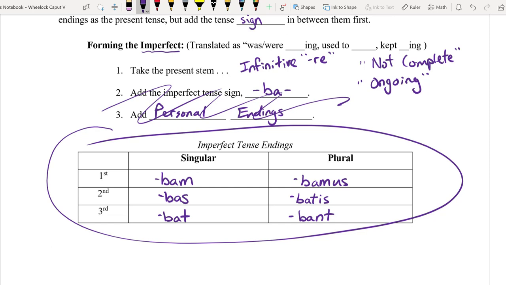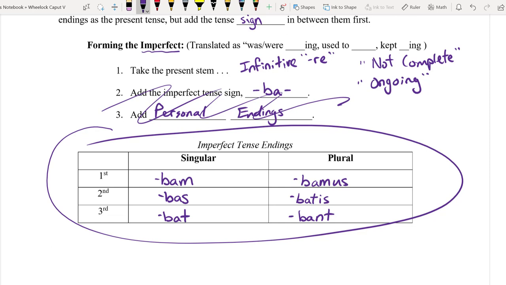This is really the technical piece, is the way to do it is tense sign plus ending still. But you can also think of it as just, you have an imperfect set of endings. There you go. This is what it is. Bam, bas, bat. Whichever one works for you, I am fine with.